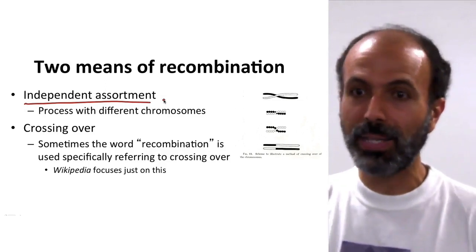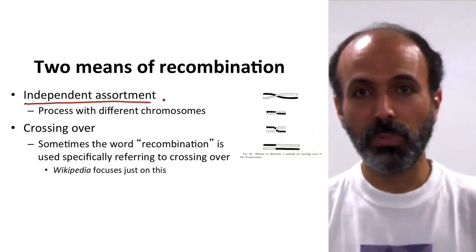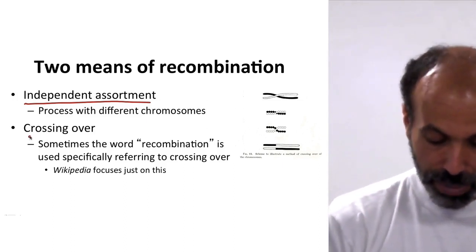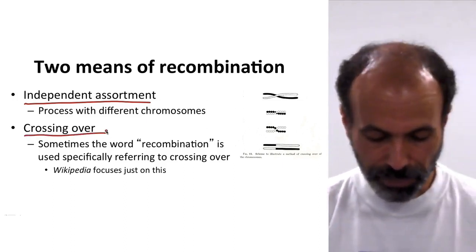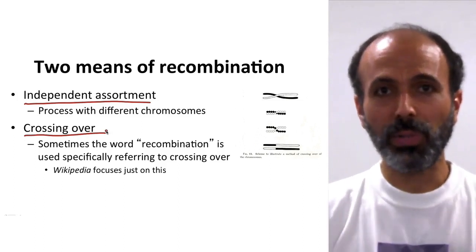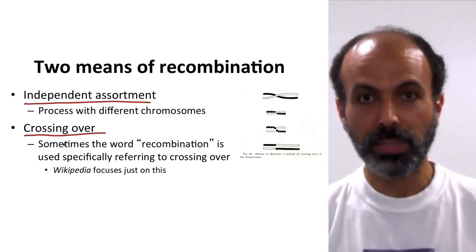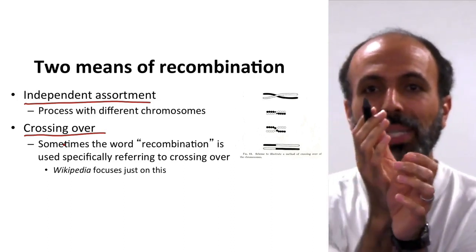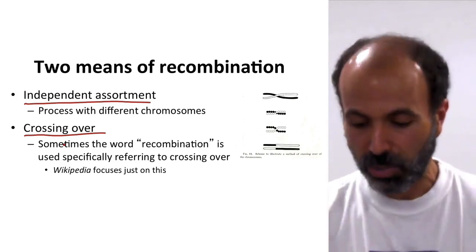That you're just as likely to pass on one copy of the chromosome as another copy of the chromosome, based on Mendel's laws. Now, the other possibility is crossing over. Again, sometimes the word recombination is synonymized to this. Sometimes people, when they say recombination, are referring specifically to crossing over.